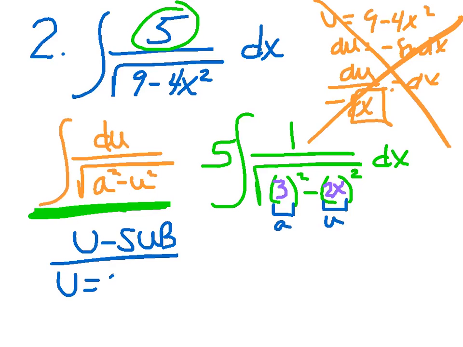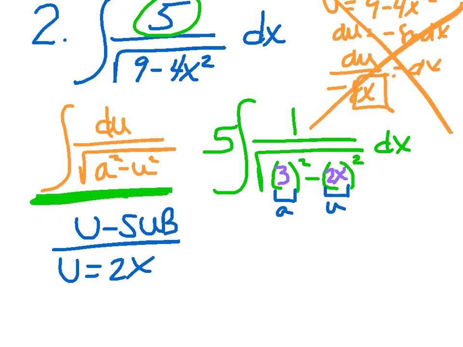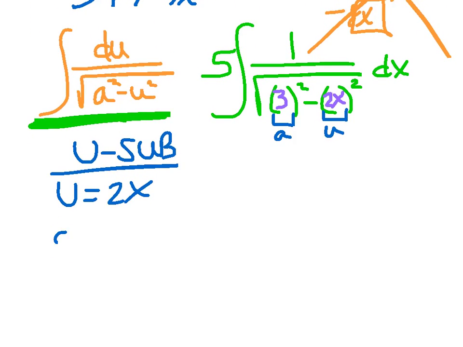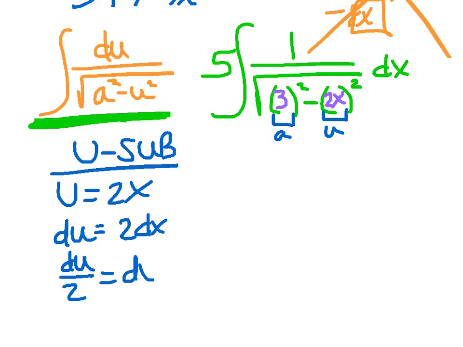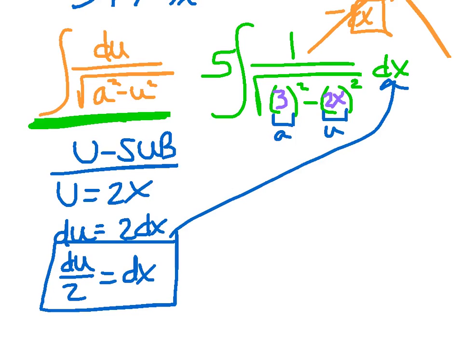If u is equal to 2x, that means du is equal to 2 dx. So du over 2 is equal to dx. This is what I'm substituting in for this dx, just like a normal u sub. That part shouldn't be tricky at all.